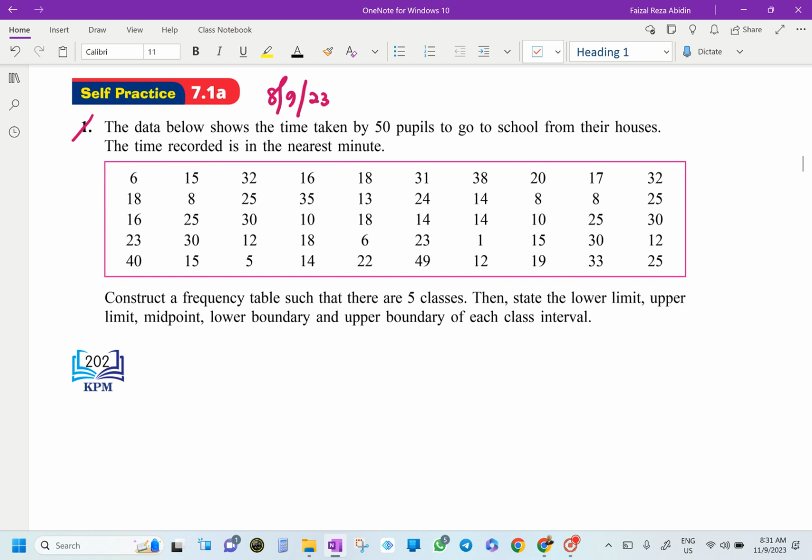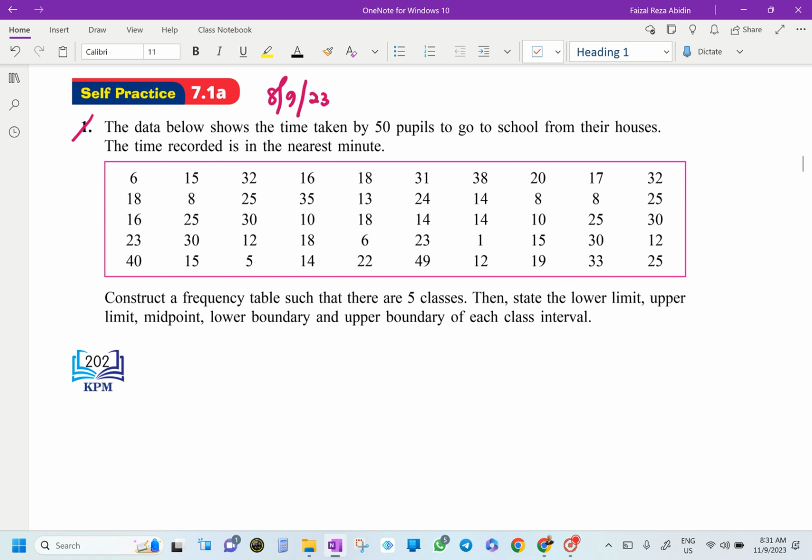Then state the lower limit, upper limit, midpoint, lower boundary, upper boundary of each class interval. But I asked you to do this one on our graph paper. Then you are going to paste it in your exercise book.